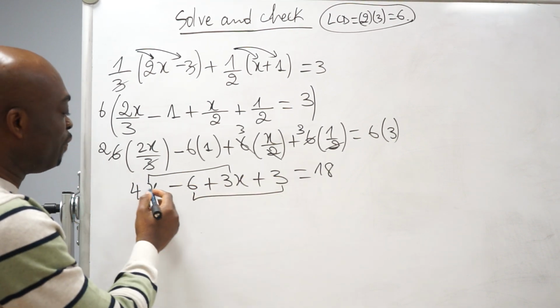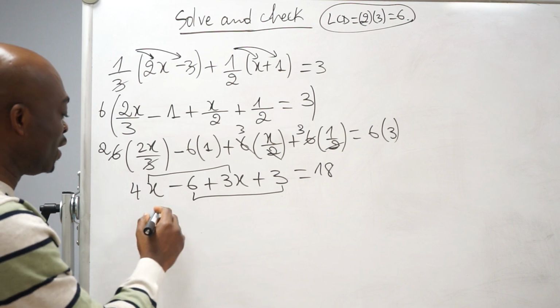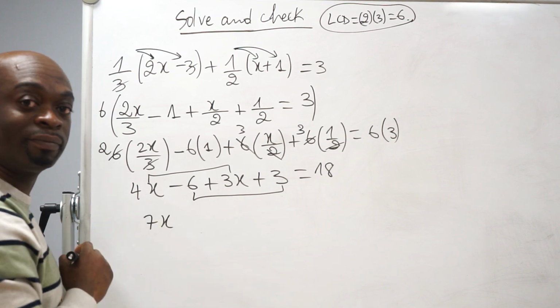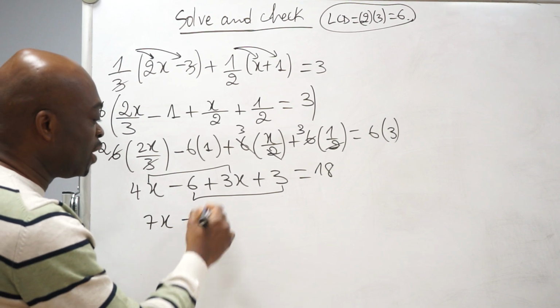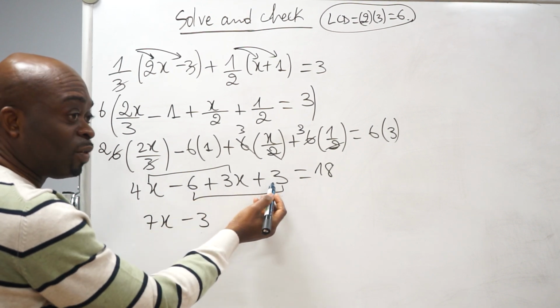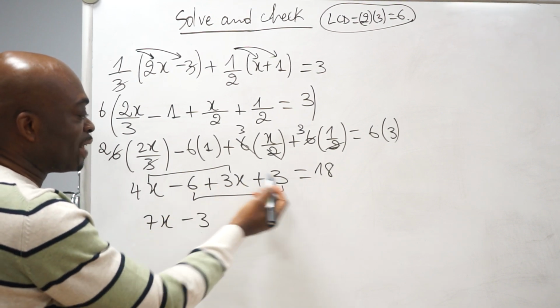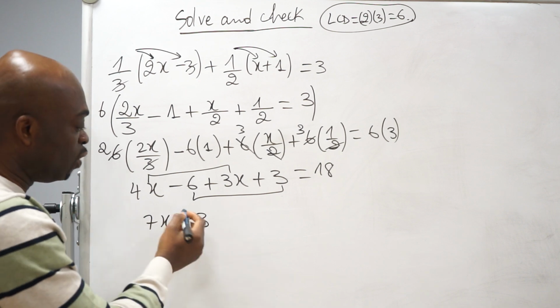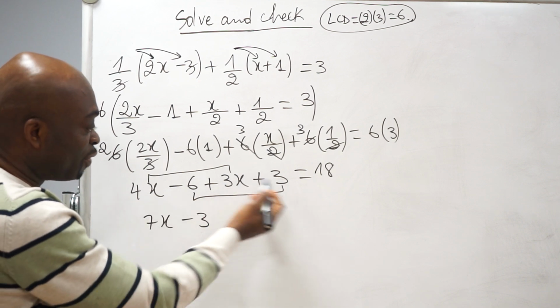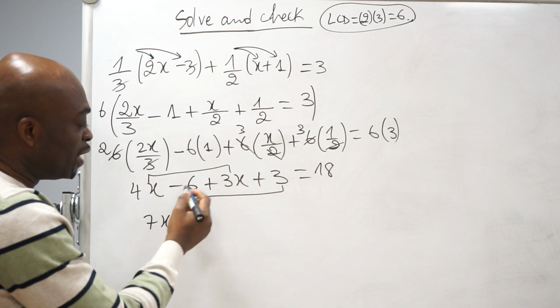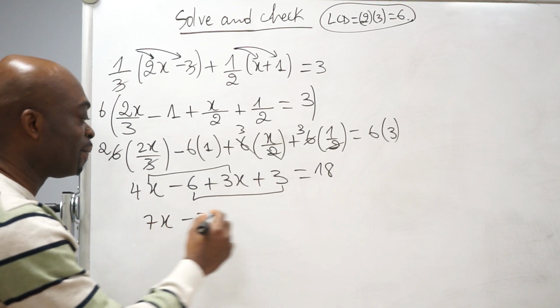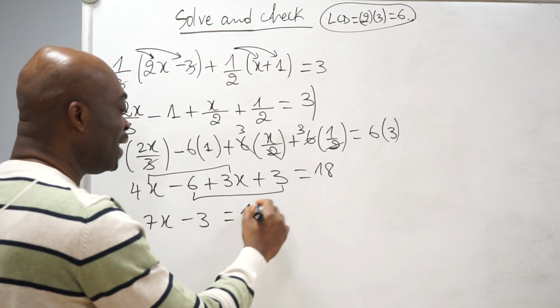Okay? So that'll be 4x plus 3x is going to give us what? 7x. And then negative 6 plus 3 is going to give us negative 3, because here this is negative, the other one is positive, so you subtract and keep the sign of the highest number, which is negative. Okay, so you subtract 3 from 6, which is 3, and then the highest number here between those two carries a negative sign. Okay? And that is equal to what? 18.